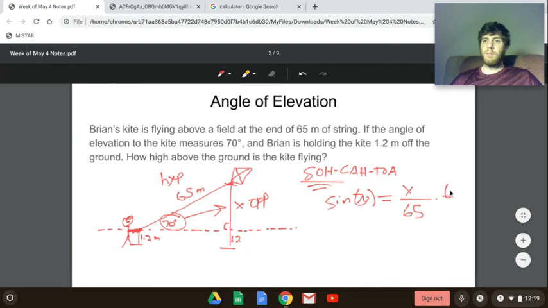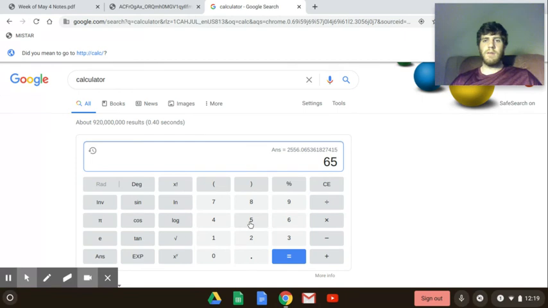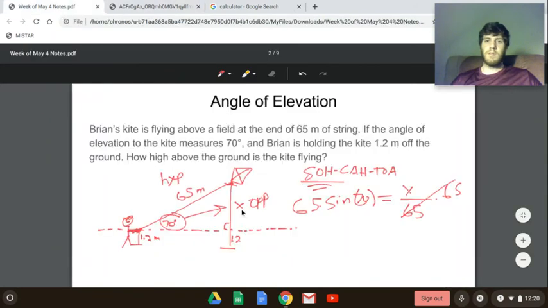So multiply 65 on both sides. Okay, those cancel. And then 65 times sine of 70. So make sure you're in degrees. And then we're going to do 65 times the sine of 70. Hit equals, and that's 61.1 meters. So this is going to be 61.1 meters.